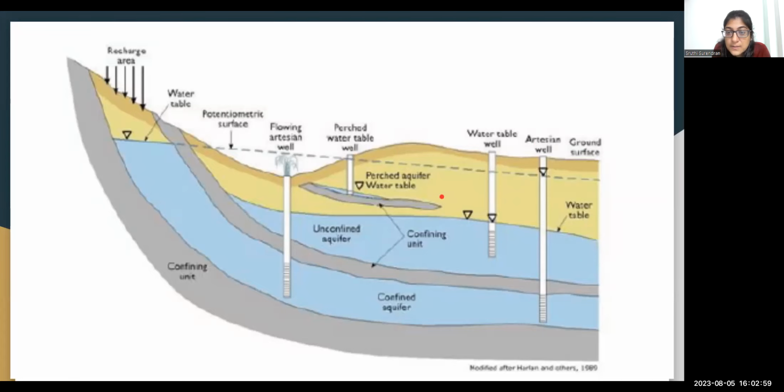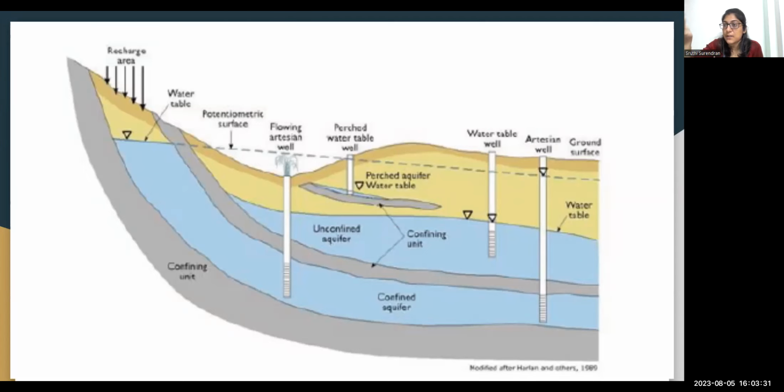So perched aquifers are nothing but, you can see over here, I said unconfined aquifers are aquifers which are not having any impermeable formation on top. Confined aquifers are not like that. The aquifer is coming in between two impermeable formations. As more and more water comes, it has no option to drain off, so the pressure will keep on increasing over there. Such types of aquifers are called confined aquifers.